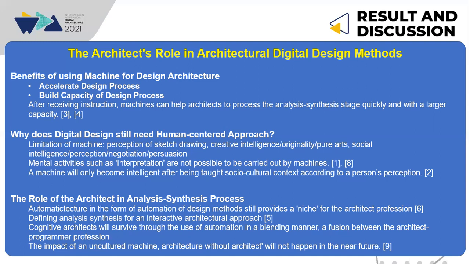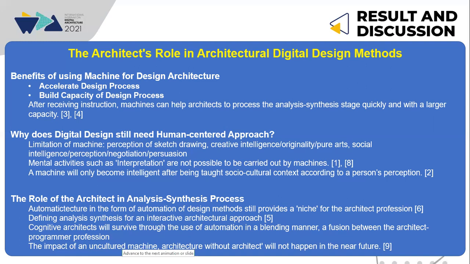In addition to the interpretation aspect, imagination is also part of the architect's role, which is more complicated to transfer to the machine. In architectural design, there is a relationship between architectural design and perception. Perception can be formed through life experience and cultural influence. A machine will only become intelligent after being taught the sociocultural context according to a person's perception.